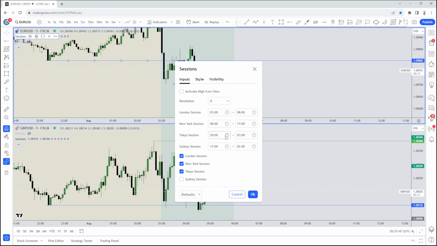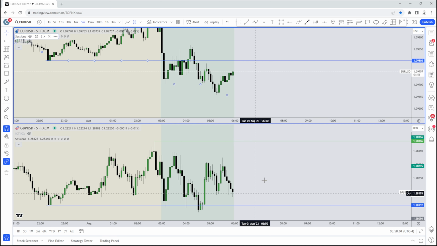So we need to have the Tokyo session from 8 p.m. until 3 a.m. Then we need to have the London session from 3 a.m. to 8 a.m. and then the New York session from 8 a.m. until 5 p.m. Tick those three right here, leave the Sydney unticked and then click OK. These are the exact rules that Phantom gives in his YouTube video and we are just following his rules.